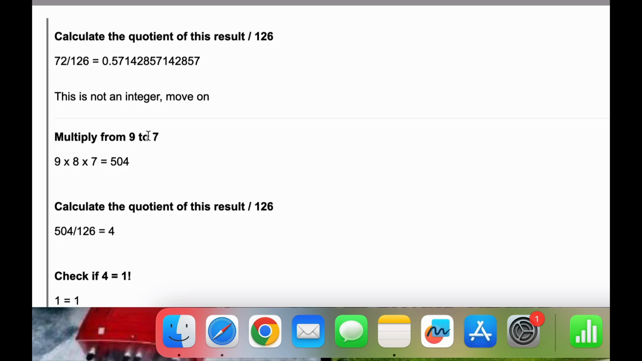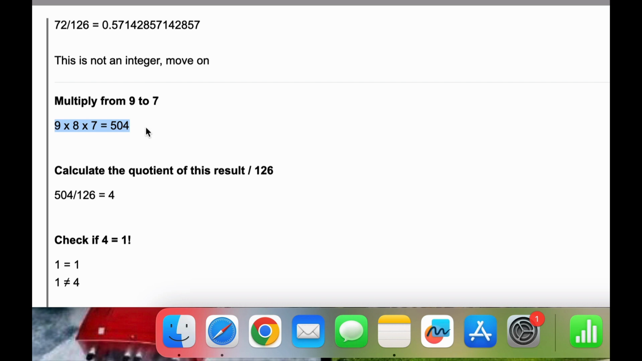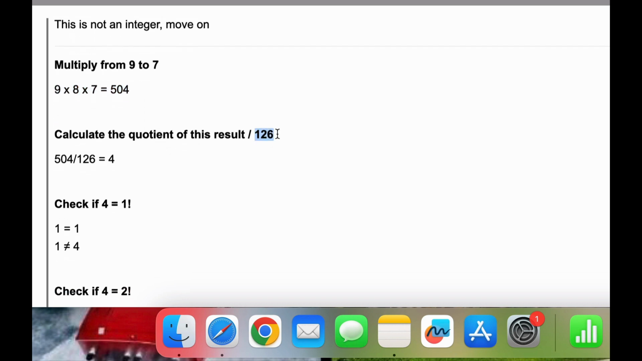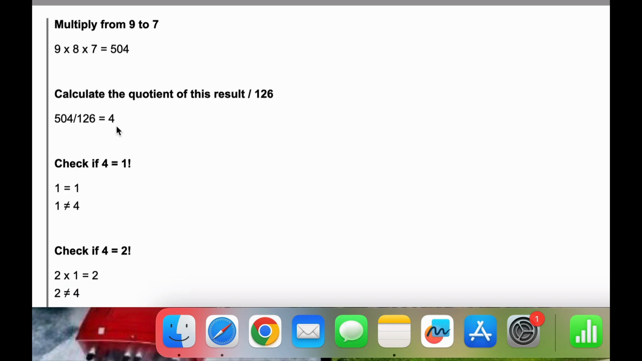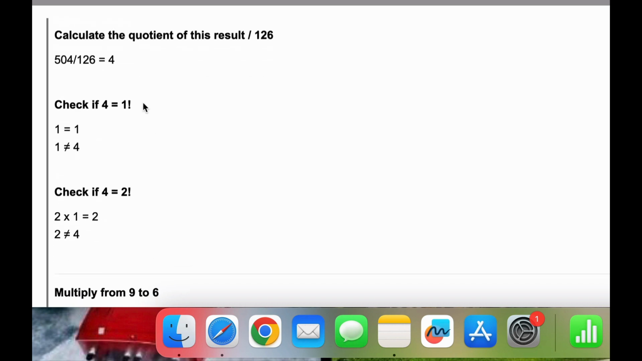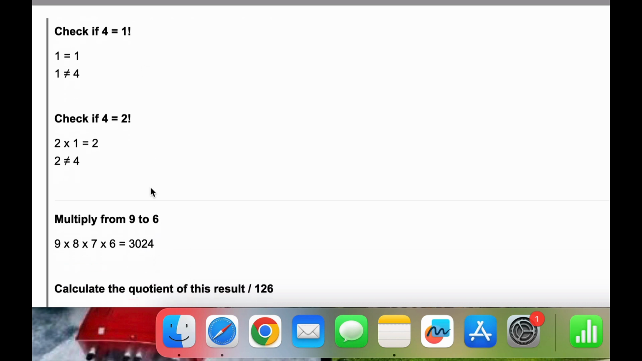Now we'll go from 9 to 7. So 9 to 8, then 9 to 7. Take the product of that range, divide by our combination answer, we get 4. If it's an integer, the last step of the algorithm is, does this answer equal a factorial from 1 to n? So we first check 1 factorial, 2 factorial. It does not. And because 3 factorial would be 6, which is greater than this.